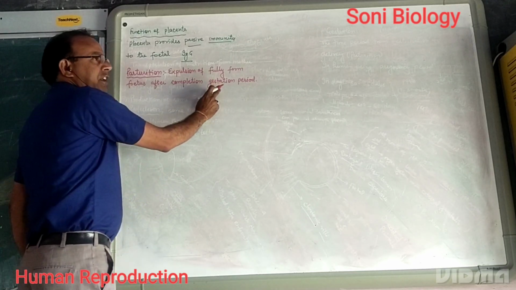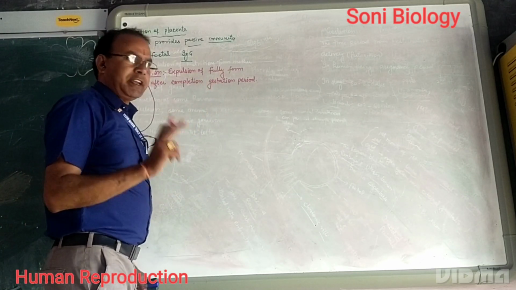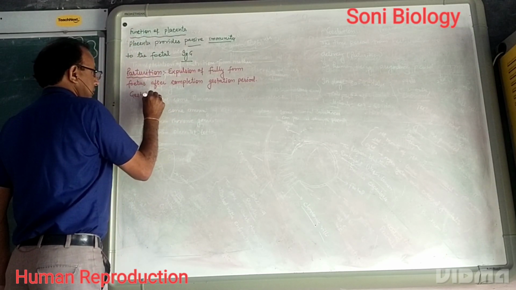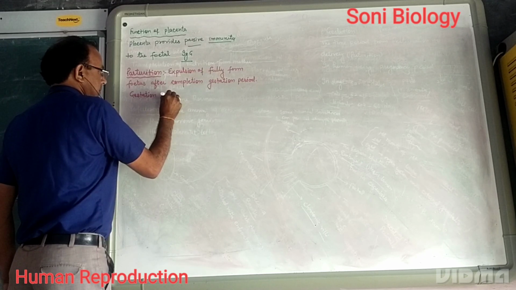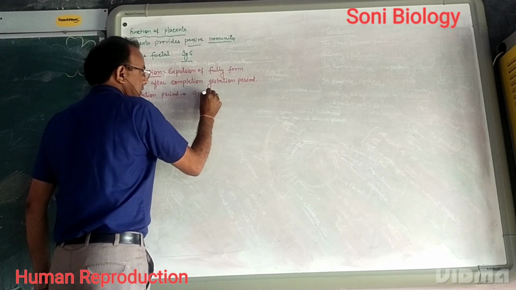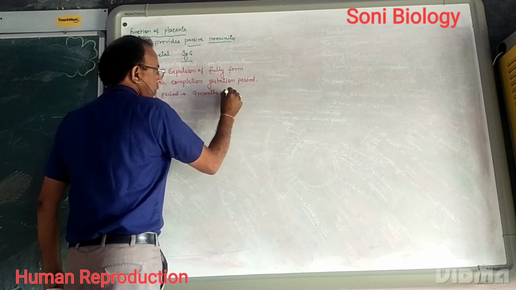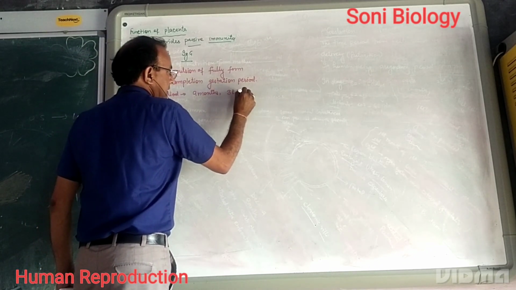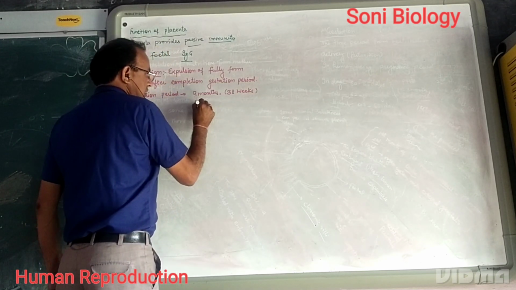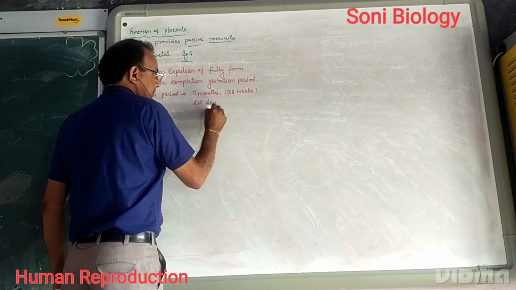The gestation period in human beings is 9 months, or 38 weeks, or we can count it as 266 days.